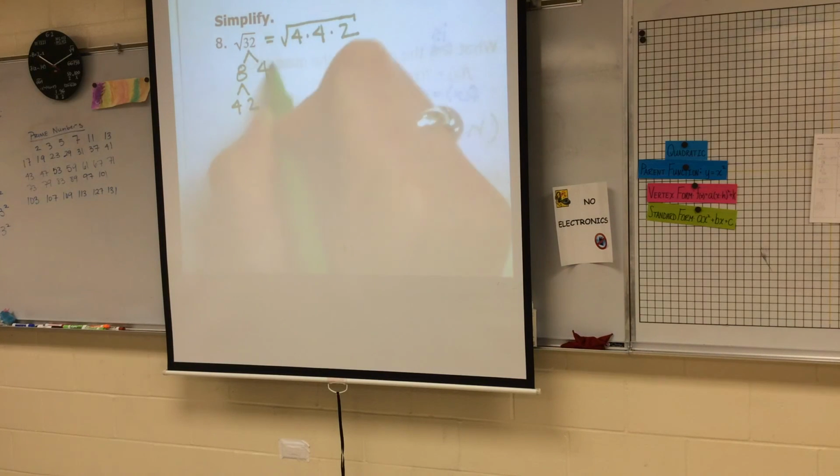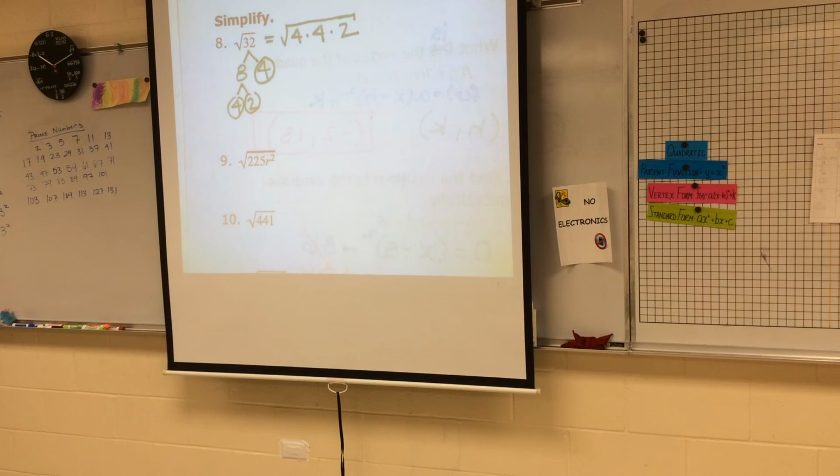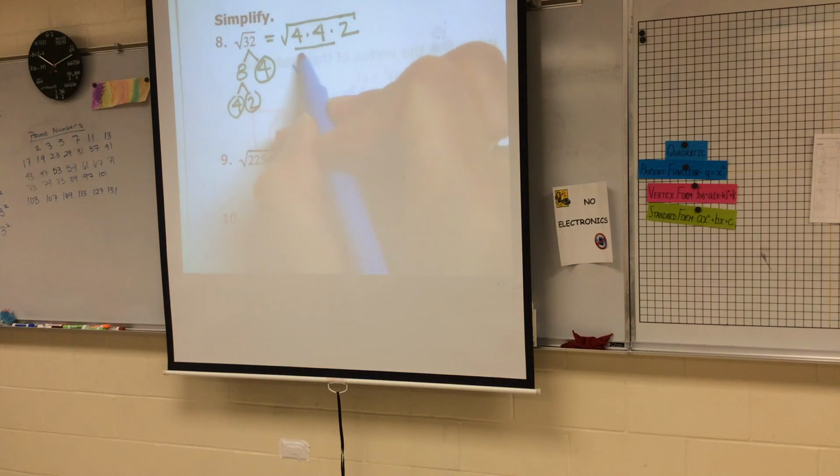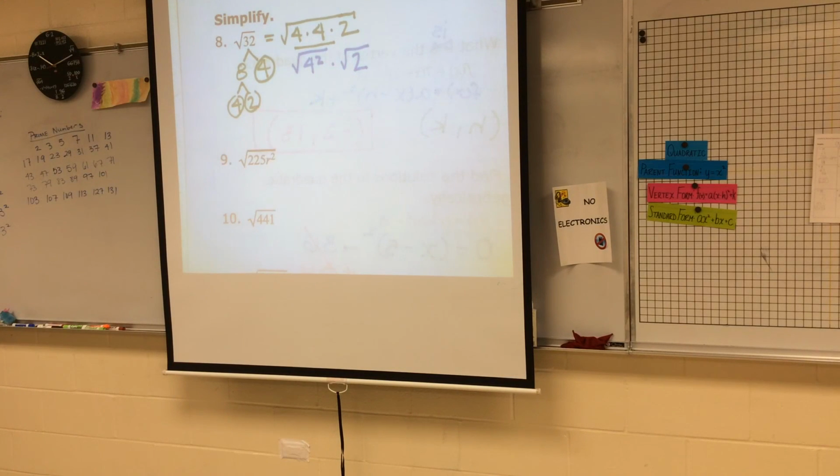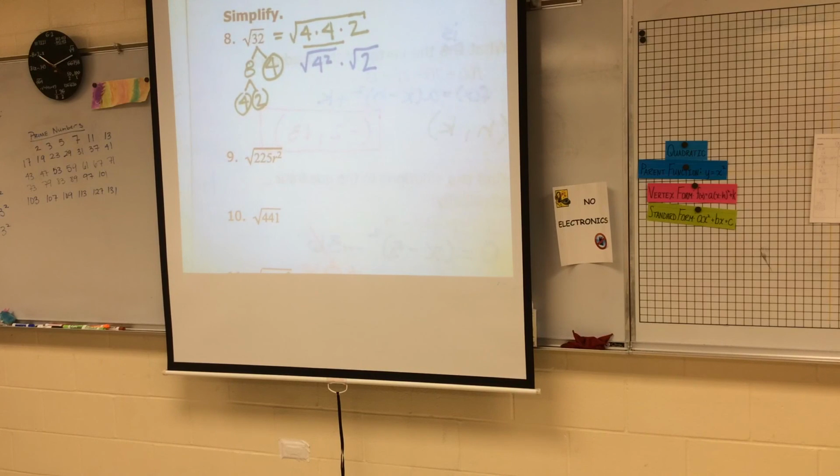I just rewrote my factors so that my like numbers were next to each other. I just rearranged a little bit. And I have a pair of 4s. So I could rewrite this as the square root of 4 squared times the square root of 2. Well, what is the square root of 4 squared? 4. Because 4 squared is 16, right? And the square root of 16 is 4.